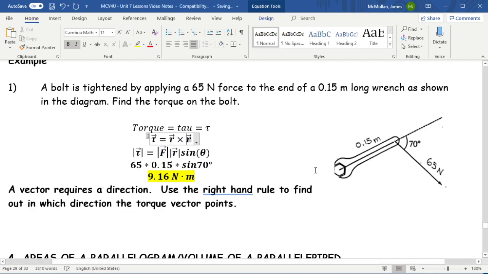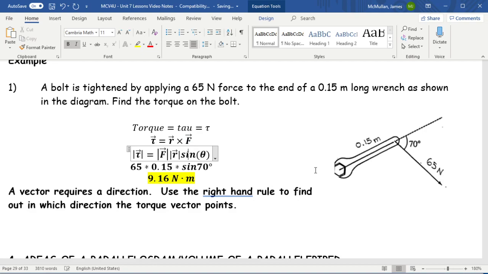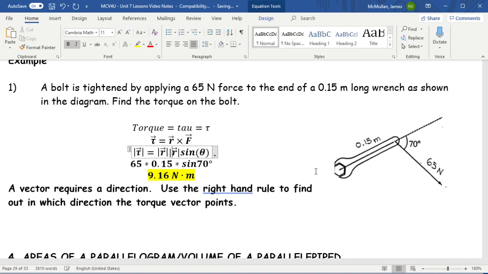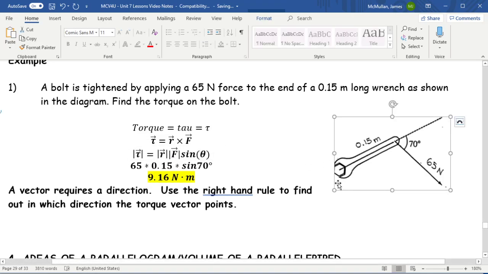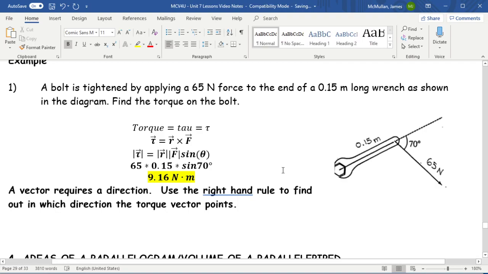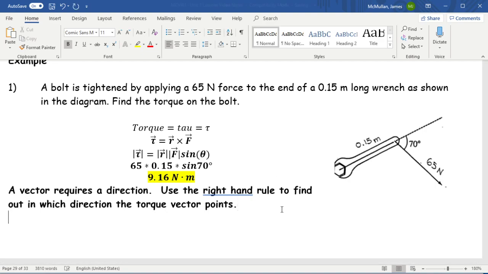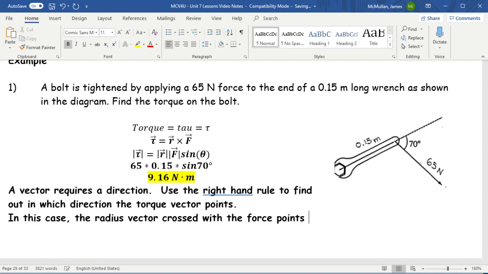I'm glad I did that. Doesn't matter in the work done, but it matters when you're doing the cross product. So there's a common error that hopefully you don't make. Okay, radius comes first. So if you put your fingers along the radius here and curl towards the force, your thumb points into the page, and that tells you it's tightening. So in this case, the radius vector crossed with the force points into the page. Therefore, the bolt is being tightened.